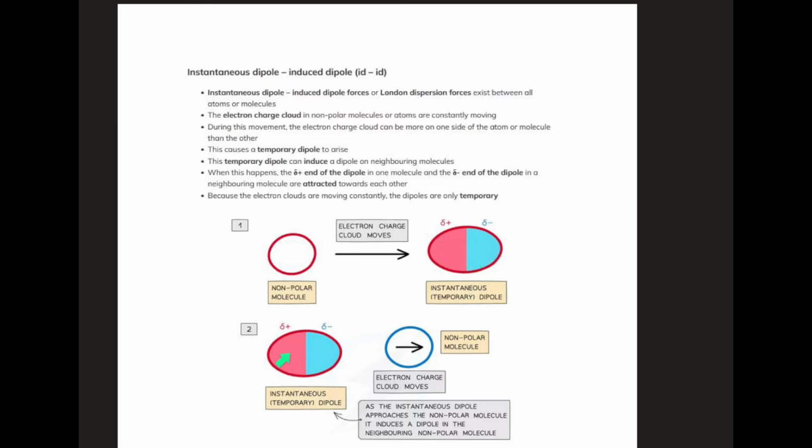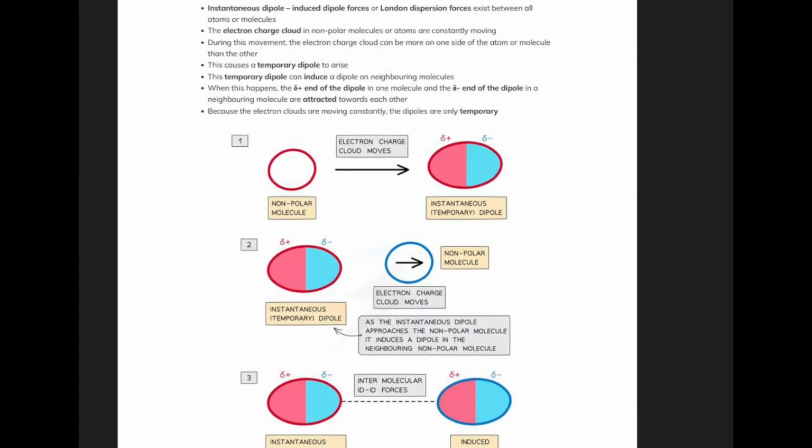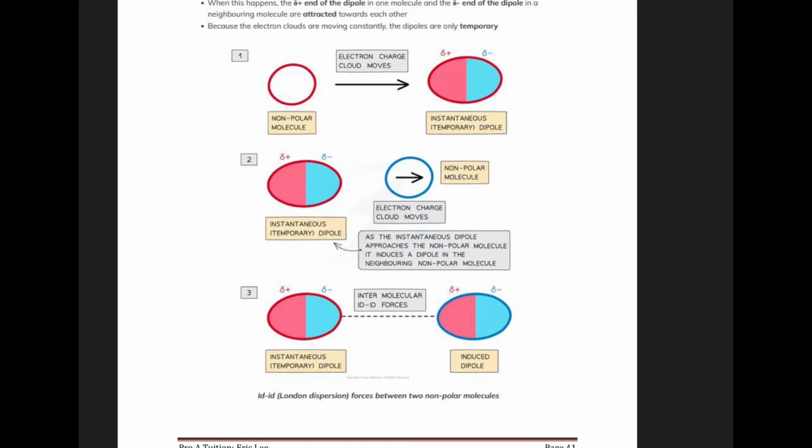And this temporary dipole makes... what are they trying to say here? Okay, hold on, I'll scroll down a little bit. As the instantaneous dipole approaches the non-polar molecules, it induces a dipole in the neighboring non-polar molecules. So that means it is affecting the neighbor. You see how they affect the neighbor.